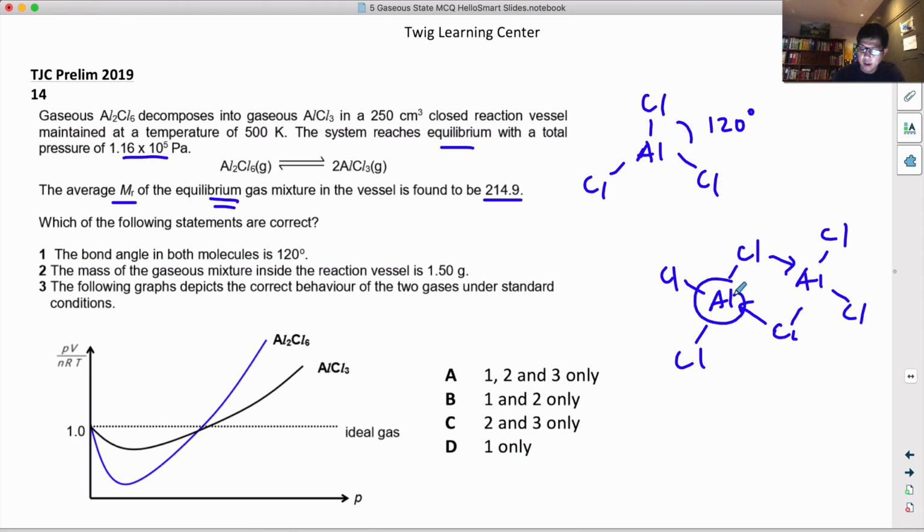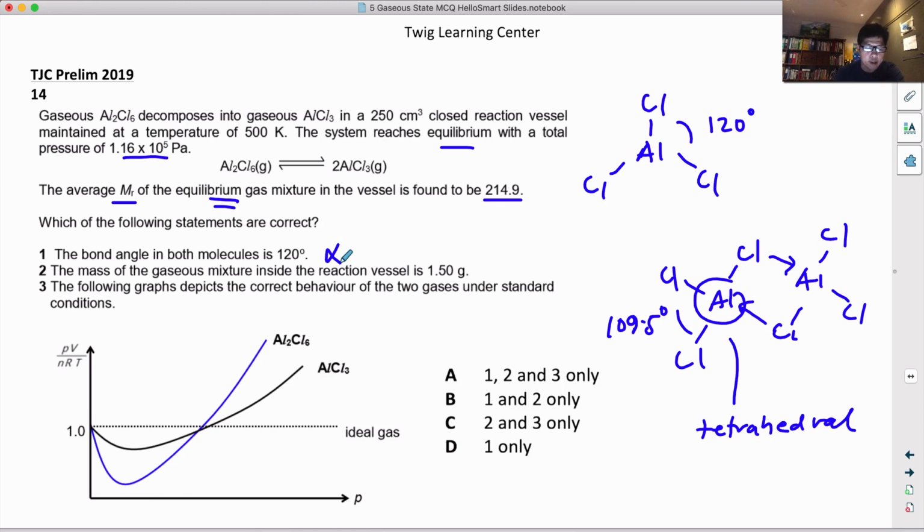So the shape about aluminum is actually tetrahedral, because it has 4 bond pairs and no lone pairs. So the angle actually becomes 109.5. So this answer is wrong already.